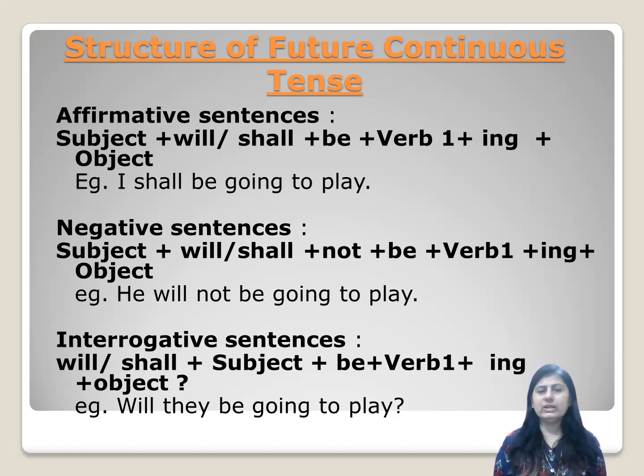In case of interrogative sentences, same, will or shall will come in the beginning and at the end a question mark. So it becomes will or shall plus subject, be, first form plus ing, object and question mark in the end. See the example. Will they be going to play? Will in the beginning, then subject they, be, first form plus ing, going and then object and question mark. So this was the structure.